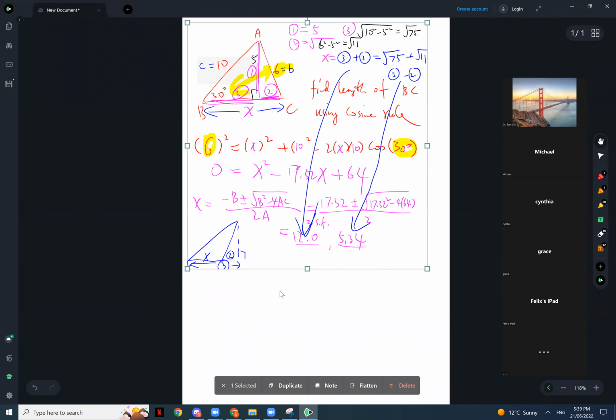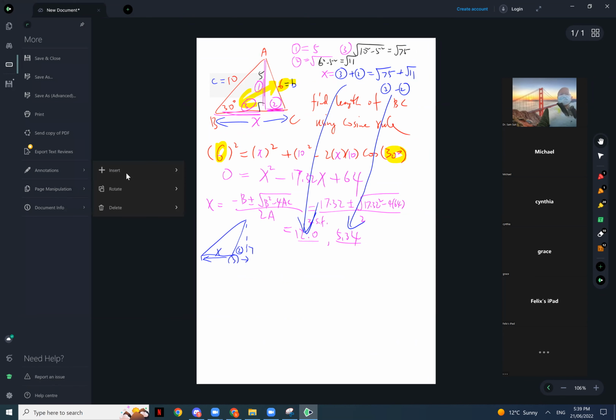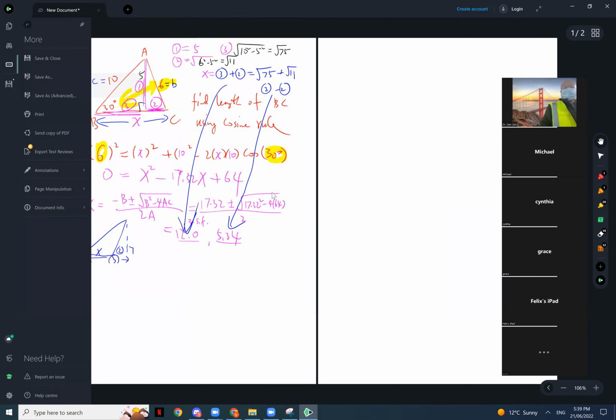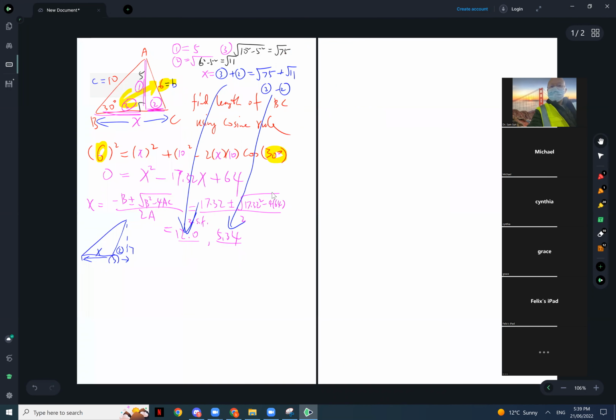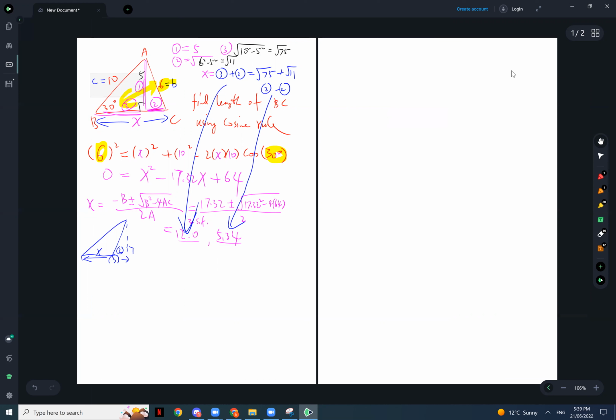Still same question, but we try sine rule now. Sine rule. Like sine what over what equals sine what over what. Okay, the information we have. So, first step, you can calculate angle C. Work out angle C.